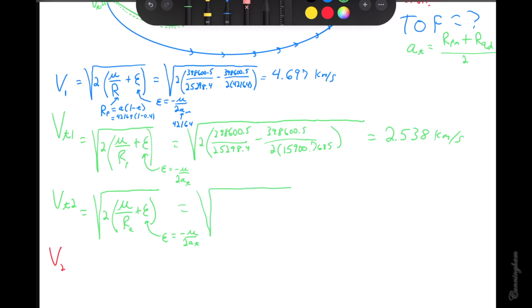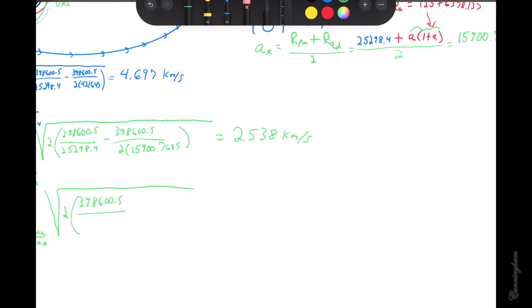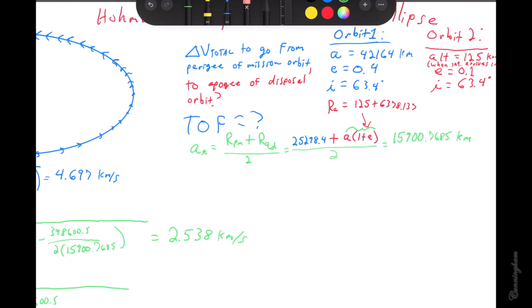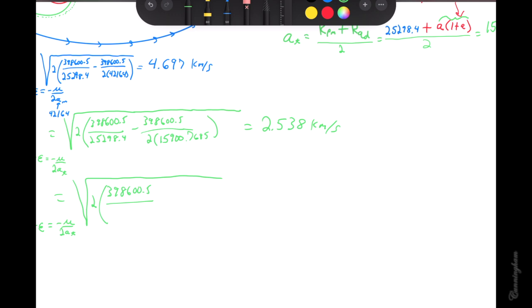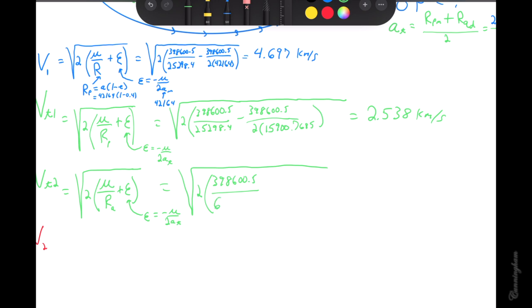So somewhat mercifully, we now have all the numbers. Now we just have to plug and chug. Let's see here. Yep, 125 plus 6370. Sweet. 6503.137 minus, over 2. Still that same semi-major axis of the transfer orbit because we haven't left it yet, technically. We haven't done our second burn. We haven't fixed our orbit here.